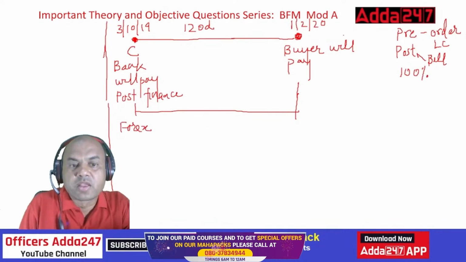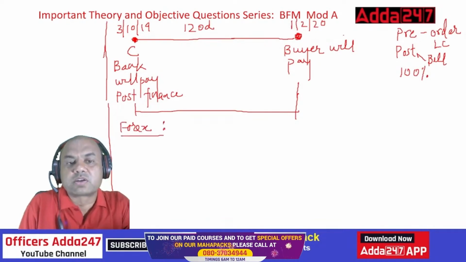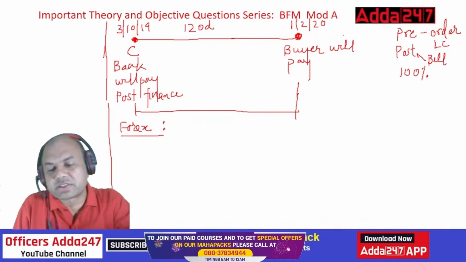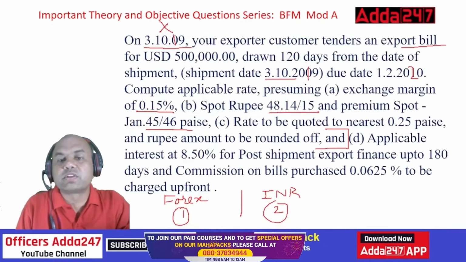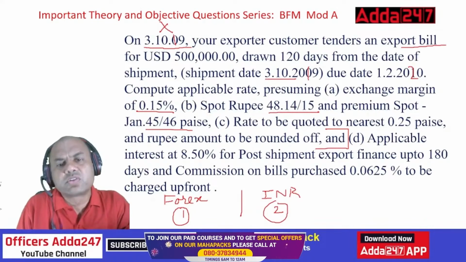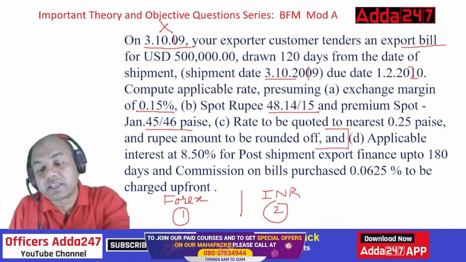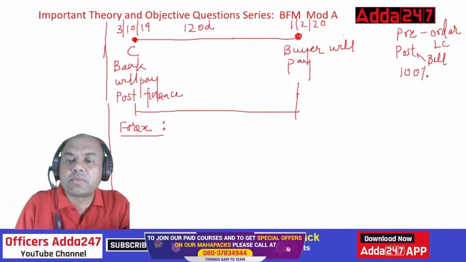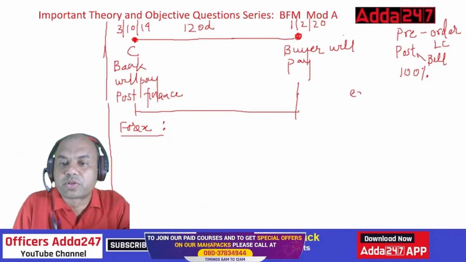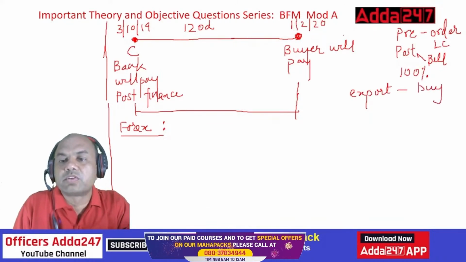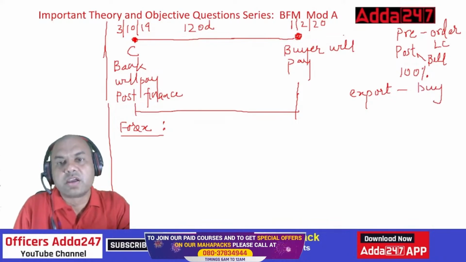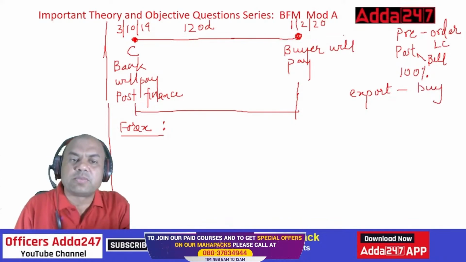Forex. Okay. What is the forex part? See here, today's date spot rate is given as 48.1415. So which one should I take now? Is this export or import? This is an export client, right? So whenever I have an export client, always use the buy rate. For export, always buy. Got it? And for import, always use the sell. So I'll be using the buy rate.